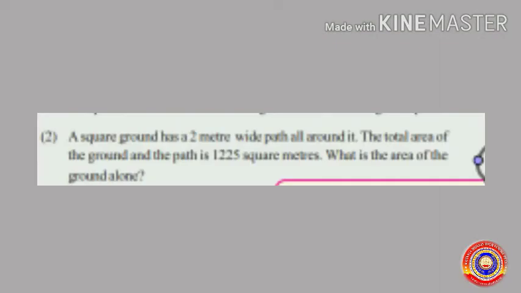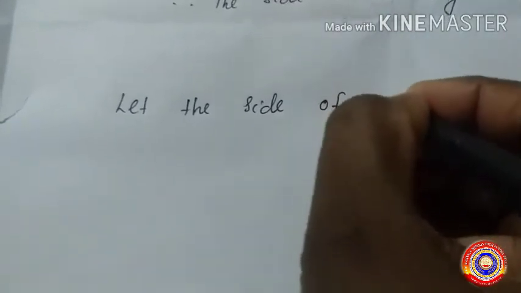Next, question number 2. A square ground has a 2 meter wide path all around it. The total area of the ground and the path is 1225 square meters. What is the area of the ground alone? Here we have to find the area of the ground alone. A square ground is there, with a 2 meter wide path all around it. Let the side of the square ground be x.